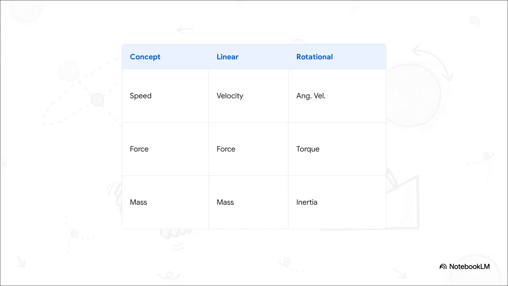It maps exactly how linear concepts translate directly into the rotational world. For speed, standard velocity simply becomes angular velocity. For a push or pull, force becomes torque. And mass, that translates to something called the moment of inertia.